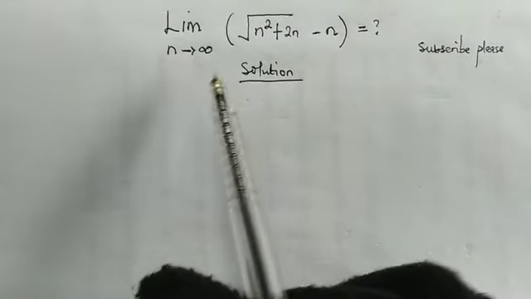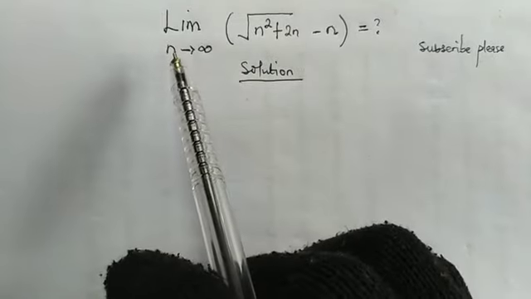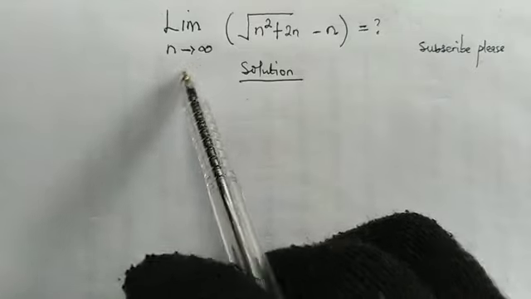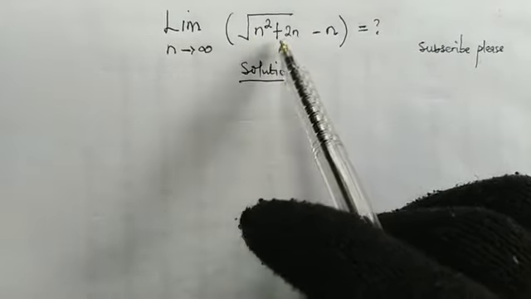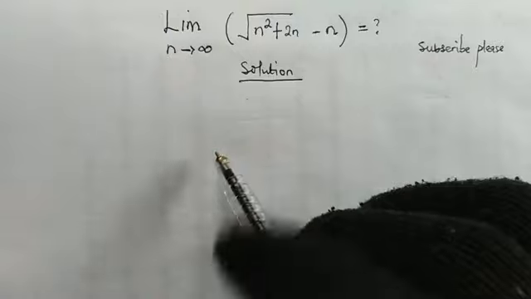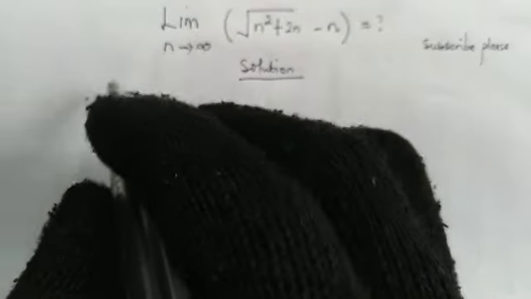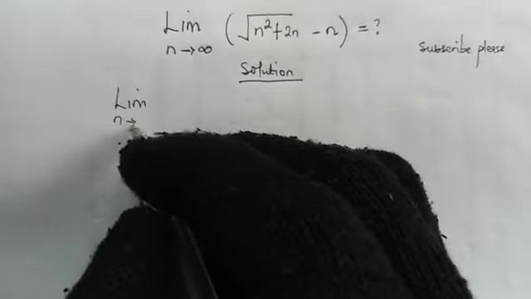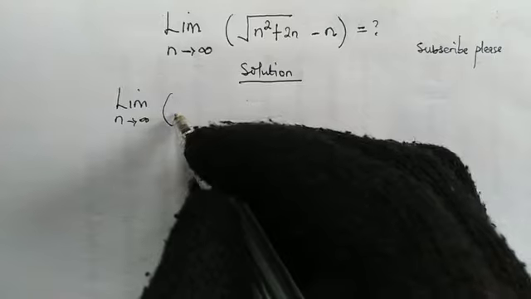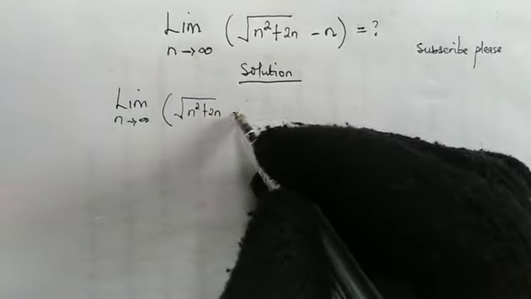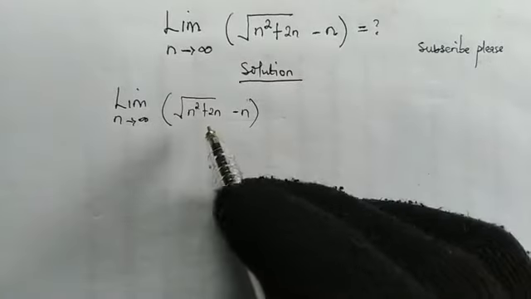Here we're going to evaluate the following limit: the limit as n approaches infinity of the square root of n squared plus 2n minus n. Okay, let's get started. Here we have the limit as n is approaching infinity of the square root of n squared plus 2n minus n.